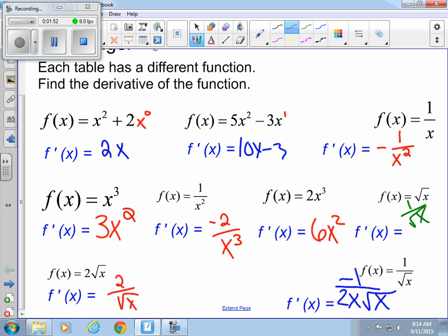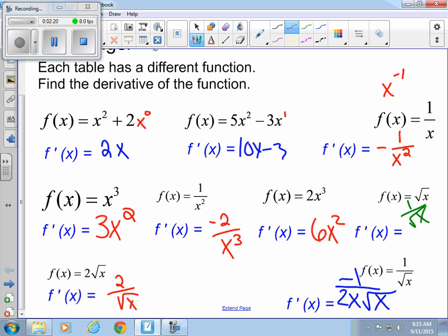What is the exponent on 1 over x? Negative 1. Bring the negative 1 in front. What's negative 1 minus 1? Negative 2. So negative 1 over x squared. I think it worked. Maybe it was a fluke.